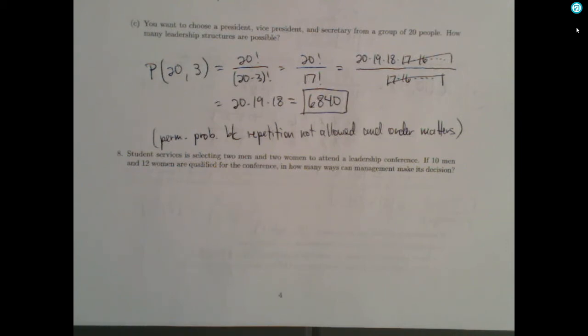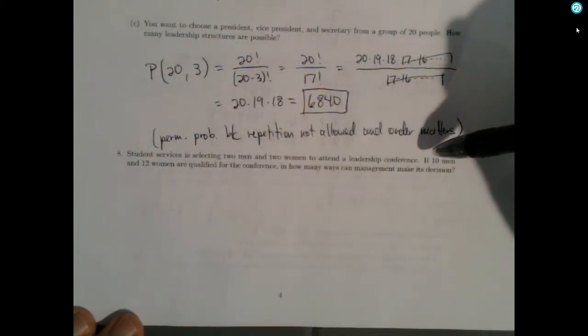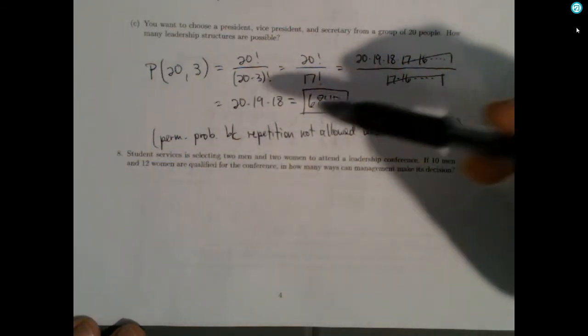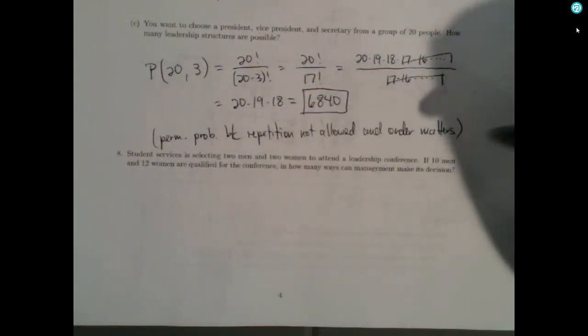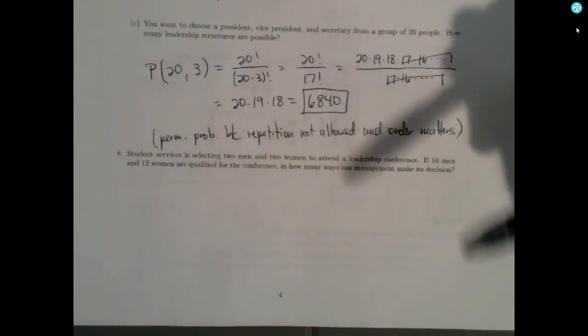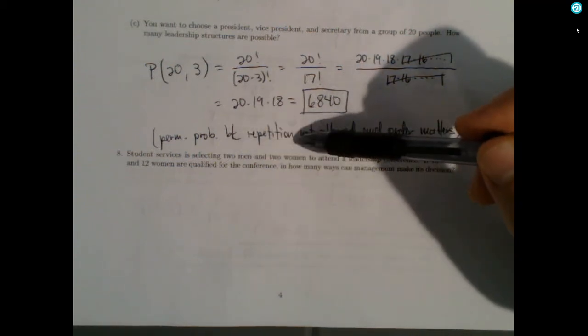Okay. Now it might be tempting to say, well, 2 men and 2 women, so there's 4 people, and then 10 men and 12 women, so 22 people, right? So they're just going to choose 4 people out of a set of 22 people, right? It might be tempting to say that, but Student Services, for whatever reason, is being very specific. They want 2 men and 2 women, okay?